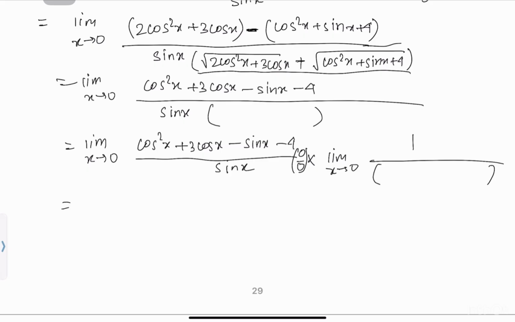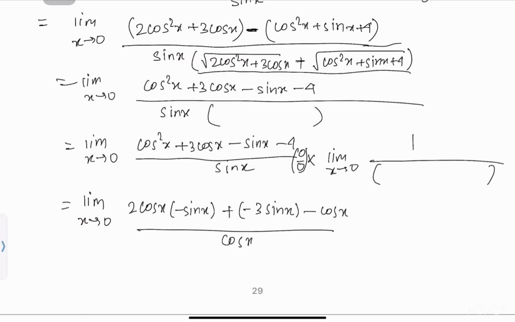Clear? So you have to apply L'Hospital rule. To apply L'Hospital rule, you have to take the derivative of the numerator and denominator. So 2 cos square x, derivative of 2 cos x into minus sin x, and derivative of cos x is minus 3 sin x minus cos x divided by cos x. Okay, and for this part, limit x tending to 0, put here. If you put here, cos 0 becomes 1, so root 5 plus root 5, you can verify yourself. Okay, so 1 by 2 root 5 will come.